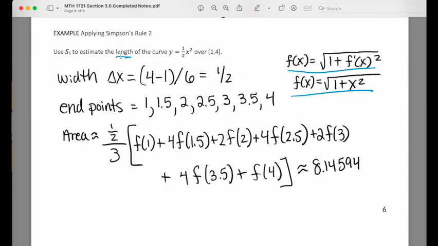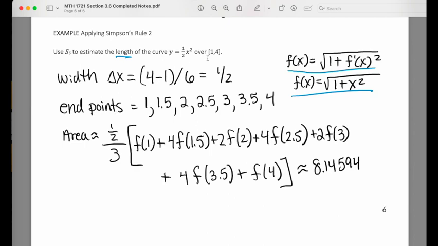Now, because we're trying to find the length of the curve rather than the area under the curve, we need to use the arc length formula for our function. And if you recall, the arc length formula is the square root of 1 plus the derivative of the function squared. In this case, if I take the derivative of 1/2 x squared, it just gives me x. And then when I square it to plug it in here, that gives me x squared. So the function I'm going to use is the square root of 1 plus x squared.